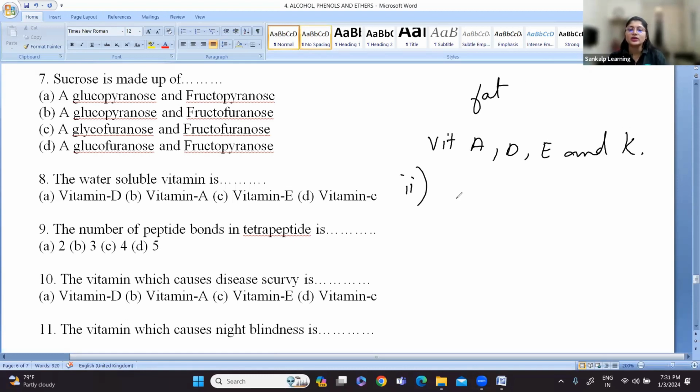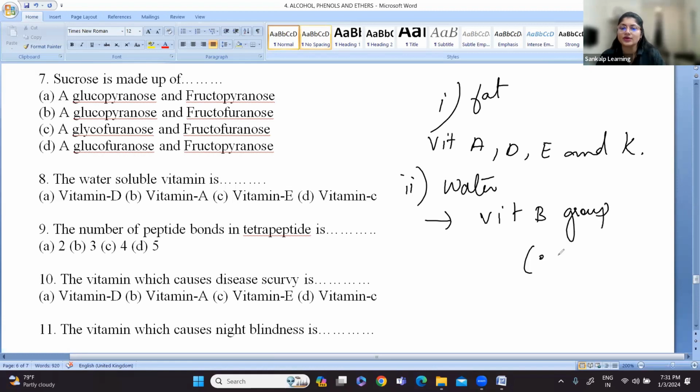Then the second is water soluble vitamins. Why are they called water soluble? Because they are soluble in water and are supplied in the regular diet. And what are the examples? It is vitamin B, all the vitamin B group, except B12, and vitamin C. So option number D is the right answer.